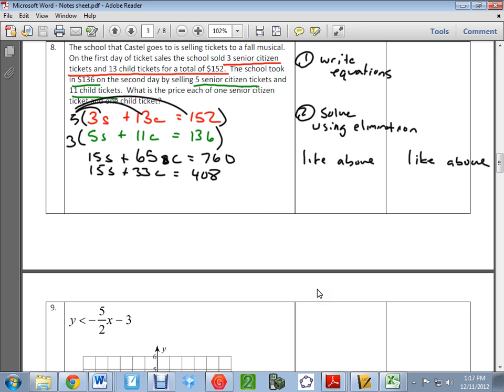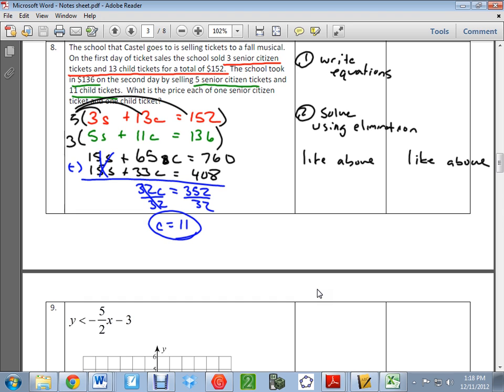The next step of elimination was to do the subtraction. When I subtract them, the s's do cancel. 65 minus 33 is 32c, equal to 760 minus 408, which is 352. Solve that by dividing. C is equal to 11. All right, I'll slow down a little bit.